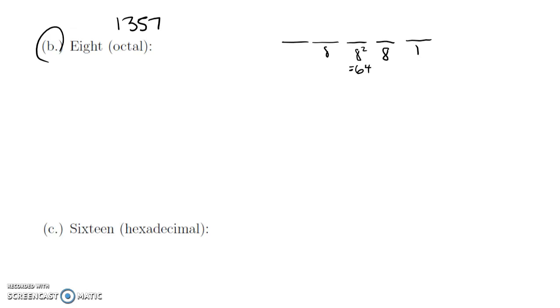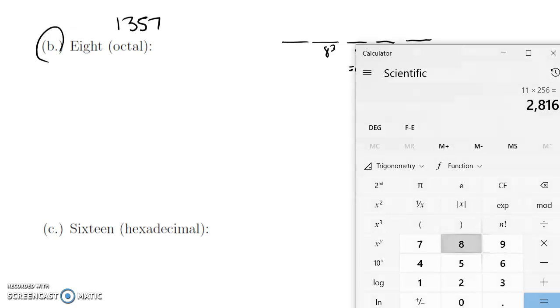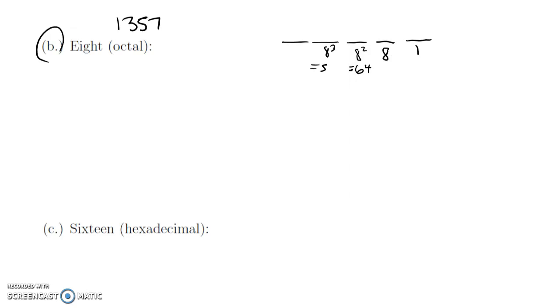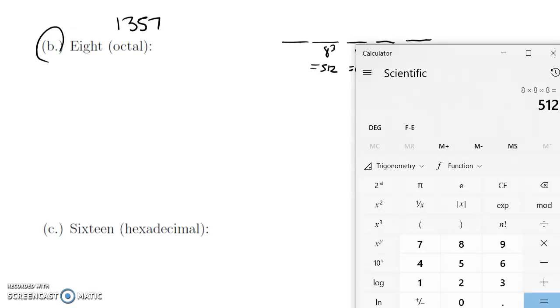And then we would have 8 cubed, which we can figure out. 8 cubed is 8 times 8 times 8, which is 512. And then we can do 8 to the power of 4, so we need to multiply. We already did 8 cubed, so we need another 8. So that's 4,096.